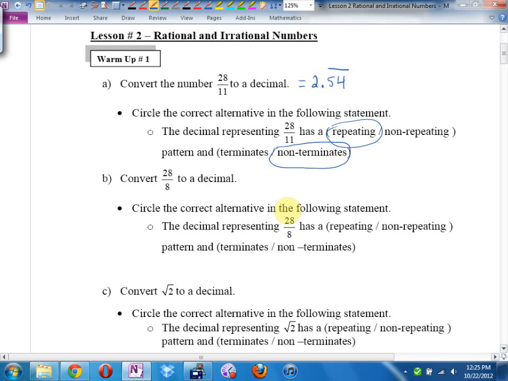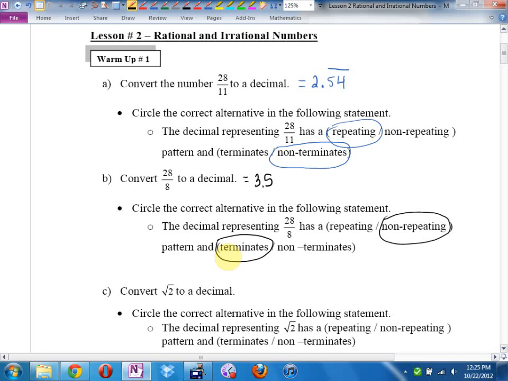Compare that with 28/8. What's 28/8 as a decimal? 3.5. Well, technically 3.5000, but we're not going to count the zeros. We would say this has a repeating or non-repeating pattern? Non-repeating. Don't the zeros repeat? We're not counting the zeros. And terminates or doesn't? Terminates. So far we've seen non-terminating repeating and terminating not repeating.